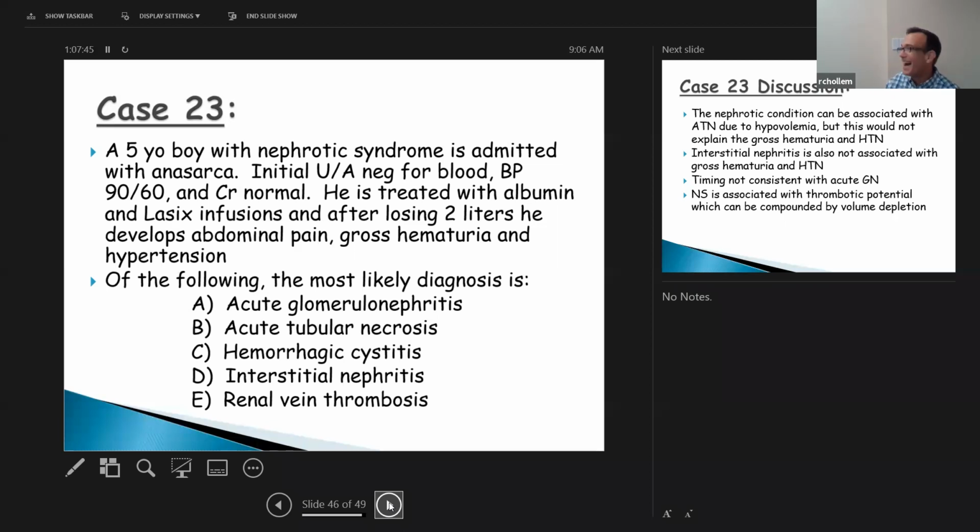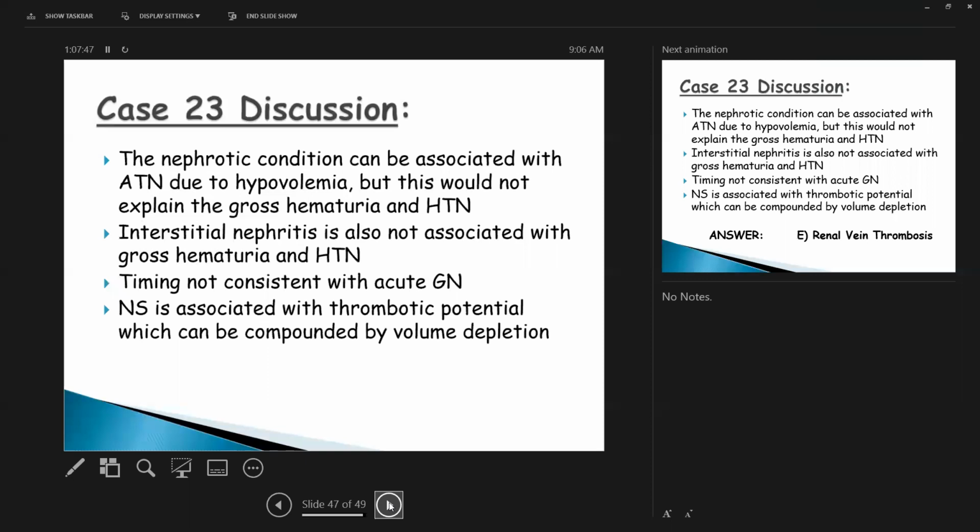I know, we finally got a renal vein thrombosis. All right, so remember the nephrotic condition can be associated with ATN from hypovolemia, but this wouldn't explain the hematuria or the hypertension. Interstitial nephritis is also not associated with gross hematuria and hypertension. The timing is all wrong for acute GN.